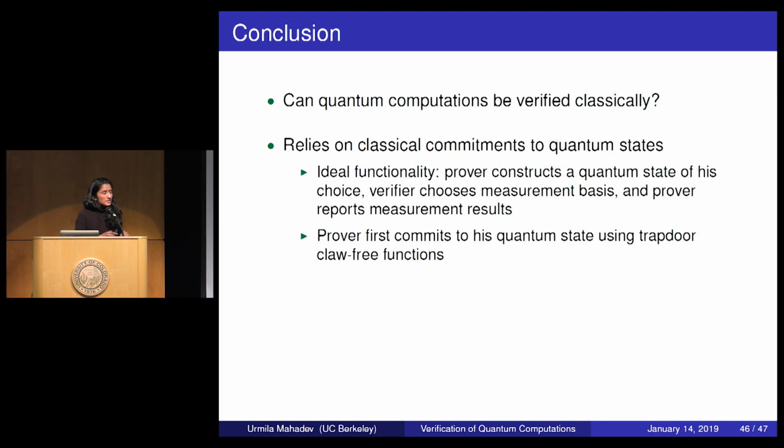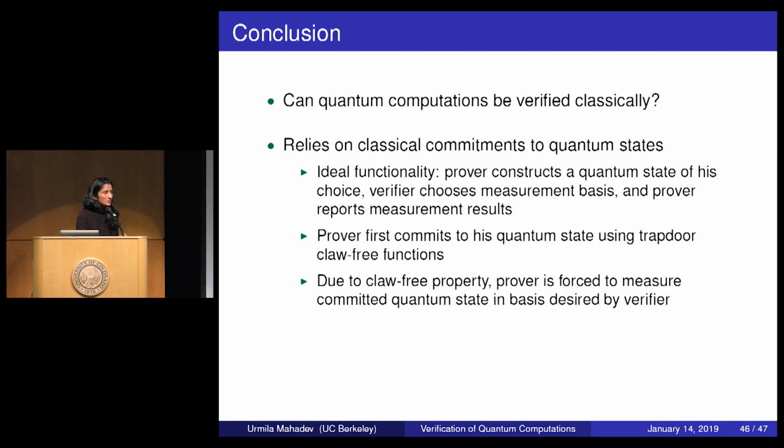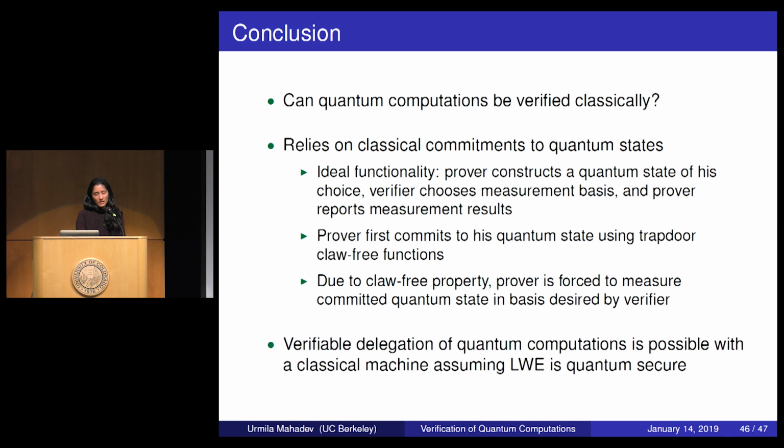The way this goes is that the prover first commits to his quantum state using trapdoor claw-free functions. And then the claw-free property can be used to force the prover to measure the committed state in the desired basis. And to put everything together, what I've shown is that verifiable delegation of quantum computations is possible, assuming that quantum computers cannot break the learning with errors problem.